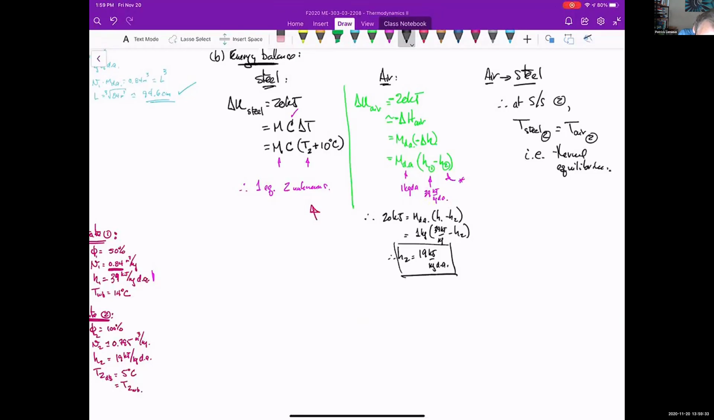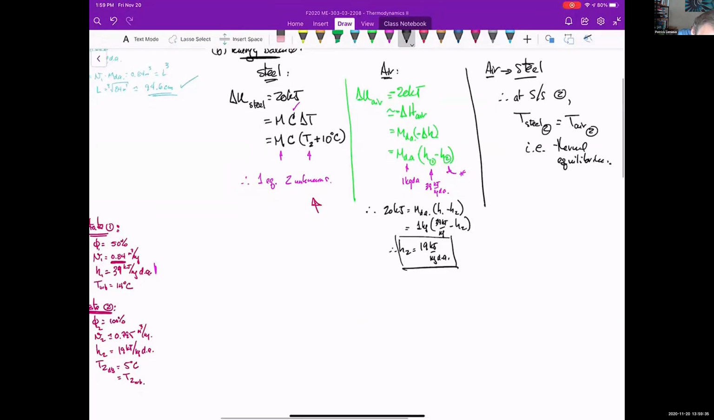And so that means that I can now go back to my equation for steel and establish that 20 kilojoules is equal to the mass of steel times the specific heat of steel, which I know, times 5 degrees Celsius plus 10 degrees Celsius, which is my only unknown at that point, is the mass of steel.